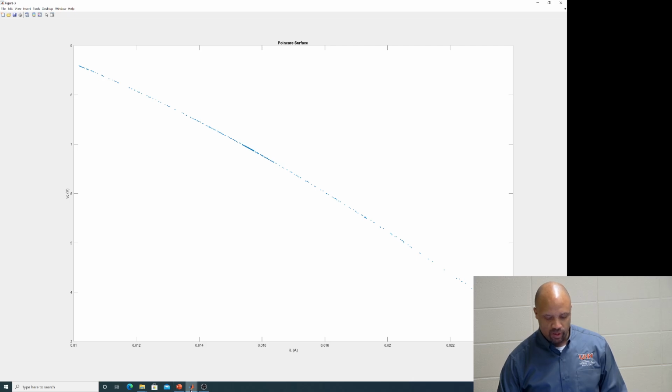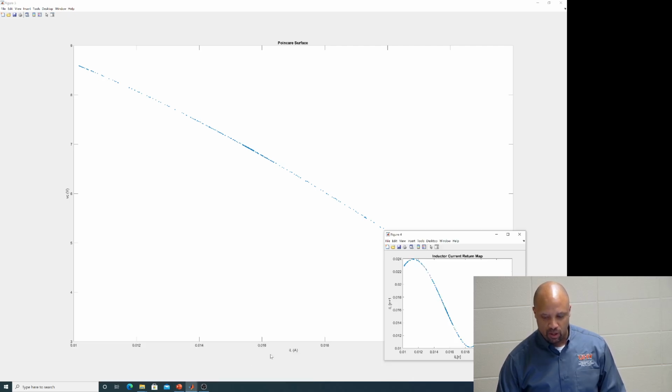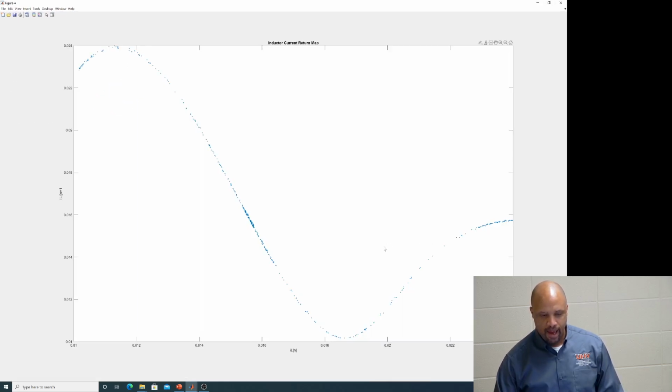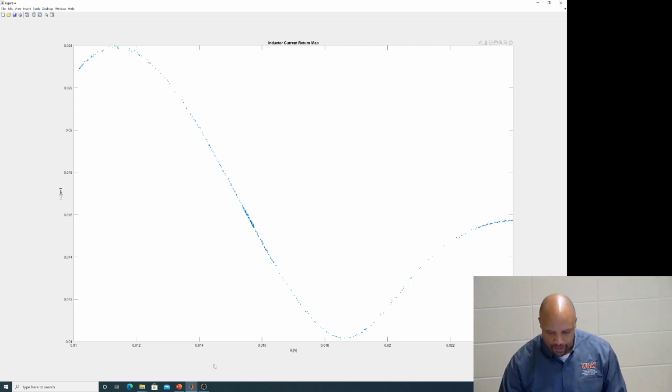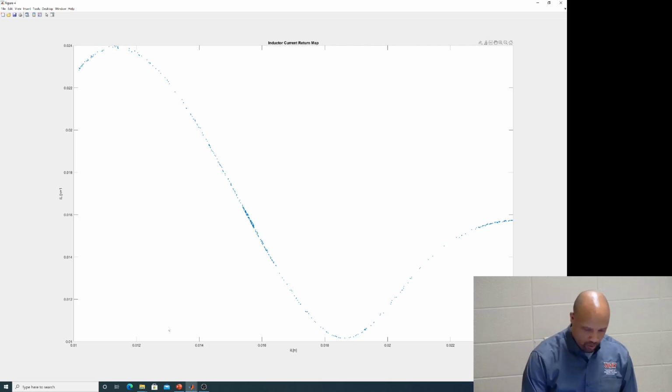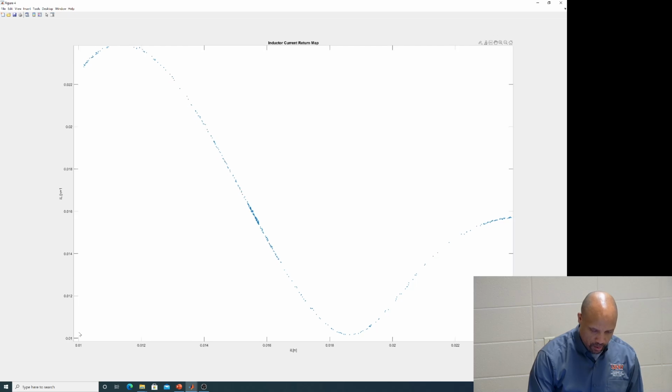And if you do that and order it in what's called a return map, here is the return map with respect to the current. So now if I look at this, I'm going to see if I can draw on here. No, I can't.